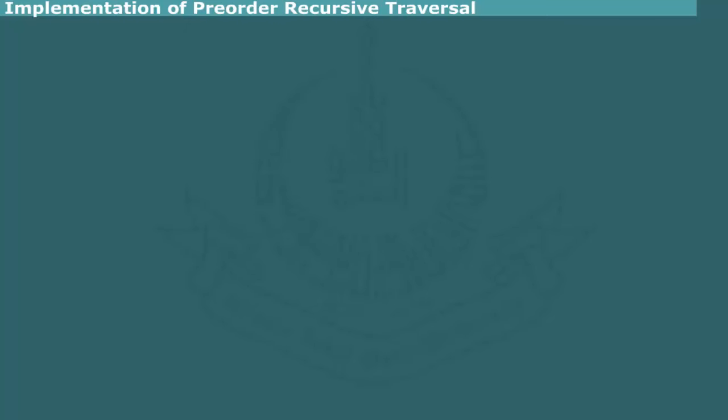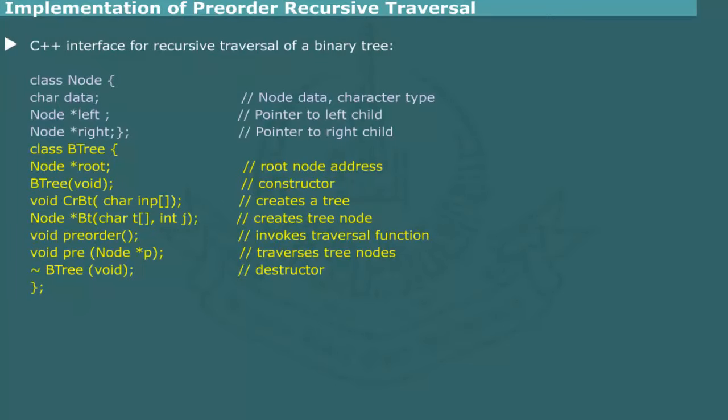Implementation of Preorder Recursive Traversal. We now examine the code to implement the recursive algorithm for Preorder Traversal. A C++ interface for the tree is shown in the figure. Each node would contain a single character. Further, it includes two methods, CRBT and BT. These are used to create the binary tree. It also contains the Preorder method to traverse the tree in preorder.